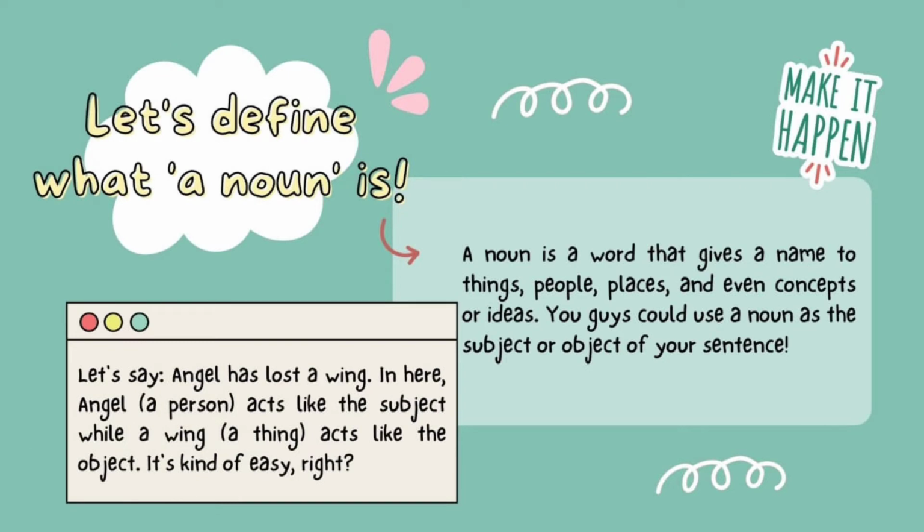A noun is a word that gives a name to things, people, places, and even concepts or ideas. You guys could use a noun as the subject or object of your sentence. Let's say, Angel has a lot of wings. Here, Angel as a person acts like the subject, while a wing as a thing acts like the object. It's kind of easy, right?